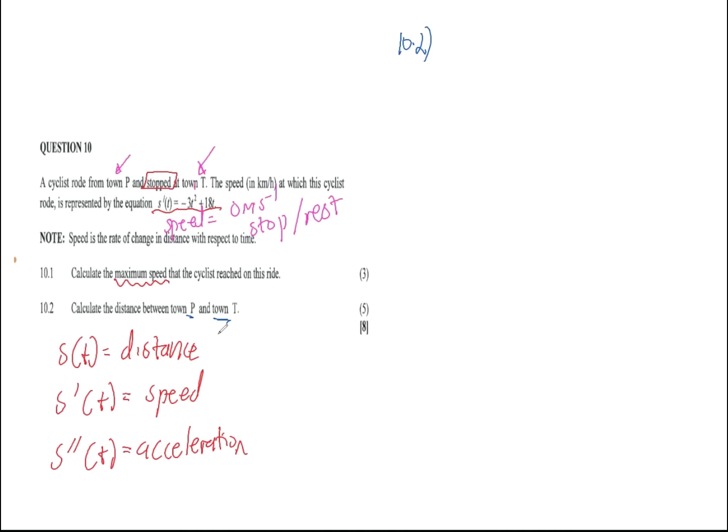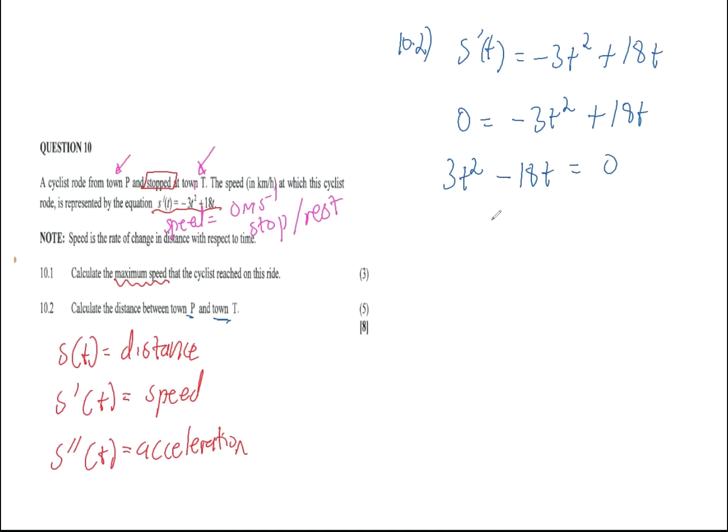So, okay, this is what we are going to do. First, we understand that if we can make our S'(t) 0, it means that the speed is 0. And at that point, it means that the cyclist has stopped. So we're going to start by saying S'(t) is equal to negative 3t squared plus 18t. Then we put 0 here. Negative 3t squared plus 18t, right? So we can take it over to the side. 3t squared minus 18t is equal to 0.